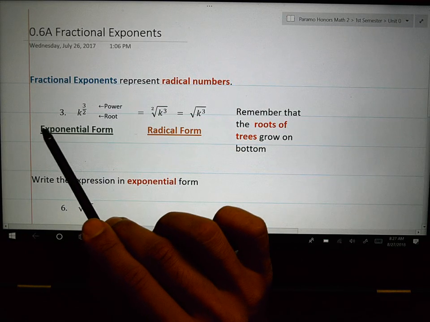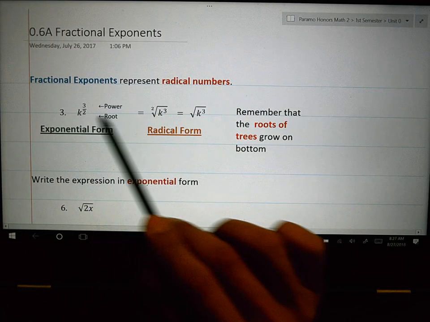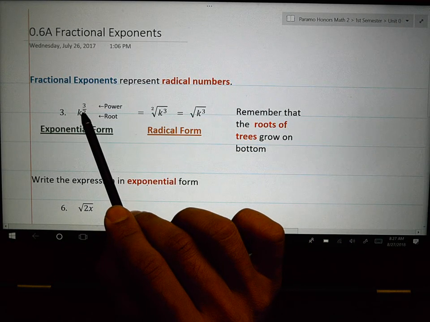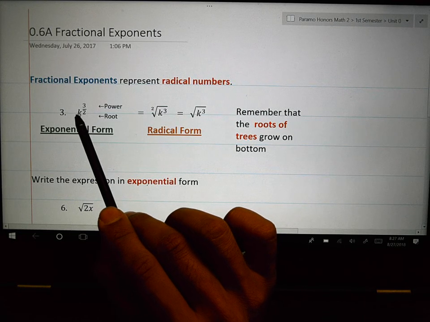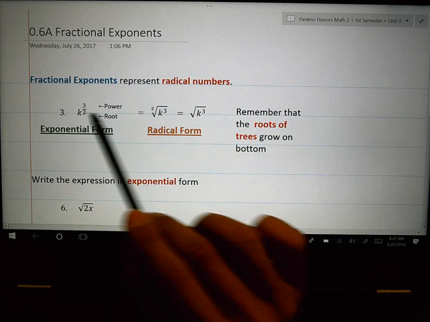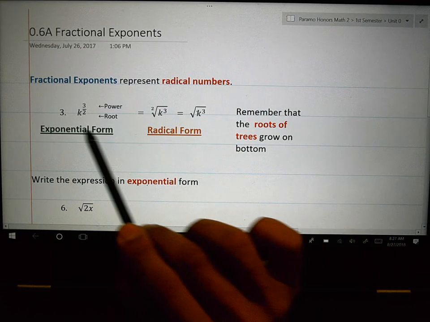So for number 3, your first example says, we'll write this in radical form. You would take this k to the 3/2 power, and you would know that the root is the bottom number, and you'd be taking the second root, otherwise known as the square root of k to the 3rd power. This is how you would write it in radical form.